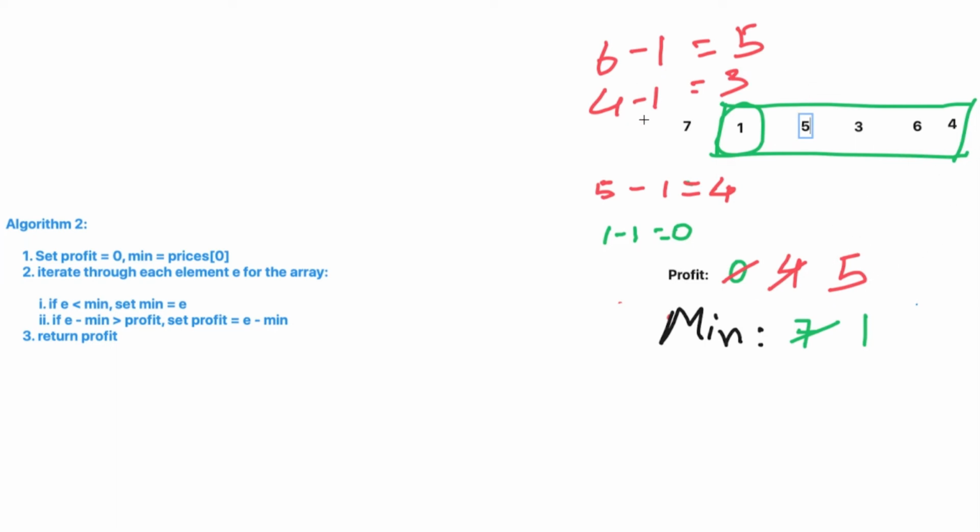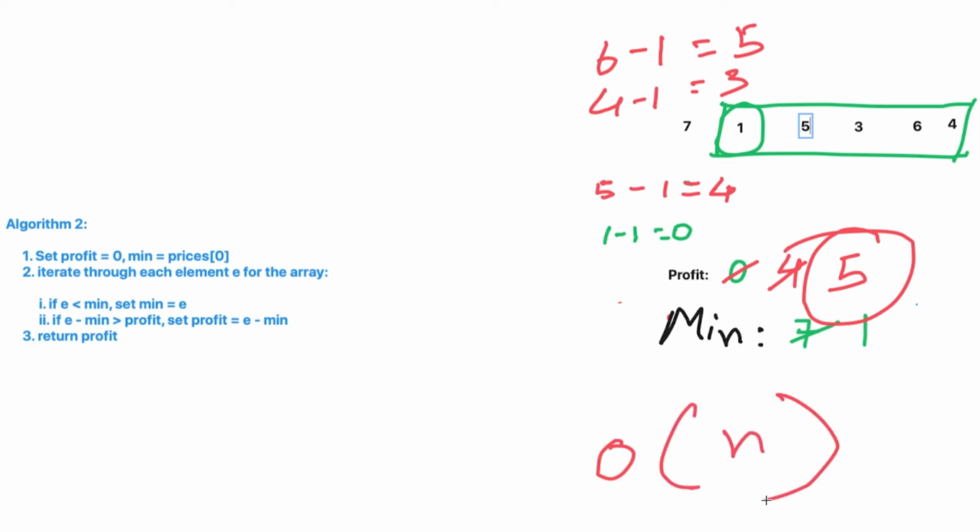So we have iterated through the whole array, and now we are gonna return the value of profit, which is 5. So the time complexity of this algorithm is O of n. So that's how you solve this problem in linear time. Now let's look at the code.